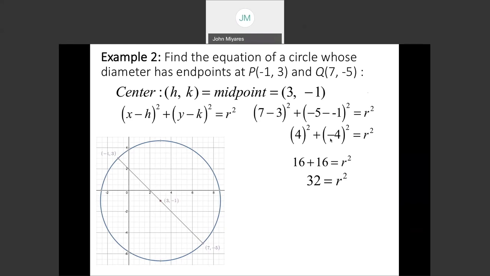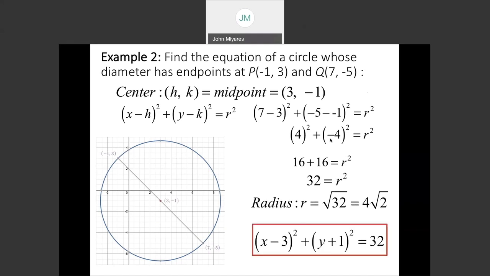If we were asked for the radius, we would simply simplify that as the square root of 32, or 4 square roots of 2. But what we're asked for is the equation of the circle, which will be given as (x minus 3) quantity squared plus (y plus 1) quantity squared equals 32.